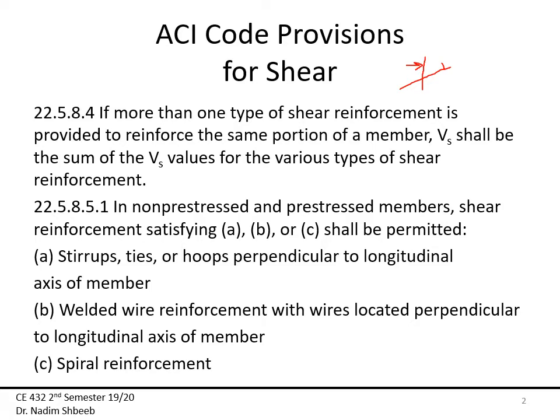The types that are allowed, I can use stirrups, ties, hoops, as long as they are perpendicular to the longitudinal axis of the member. And when I mean longitudinal axis, this is my longitudinal axis, and these are the stirrups that are perpendicular to this axis right here, which is your main reinforcement. I can also use welded wire reinforcement. Again, they have to be perpendicular to my longitudinal axis of the member.